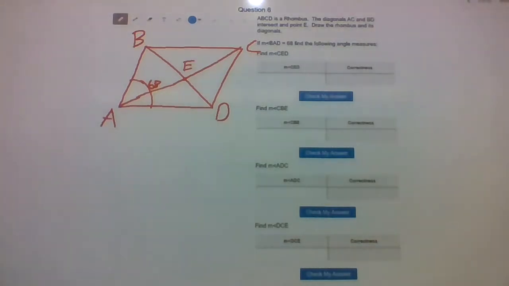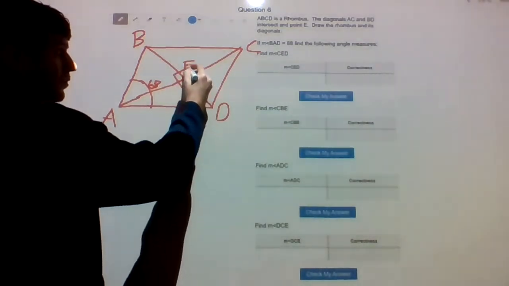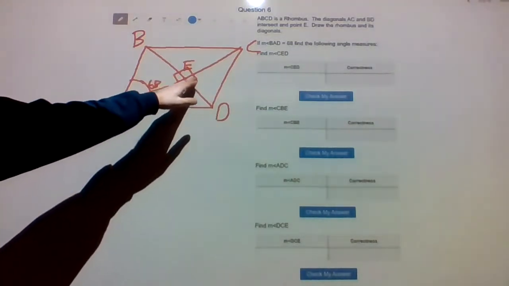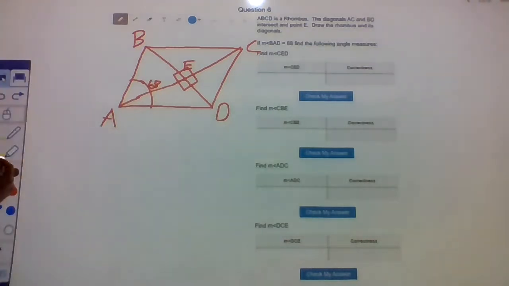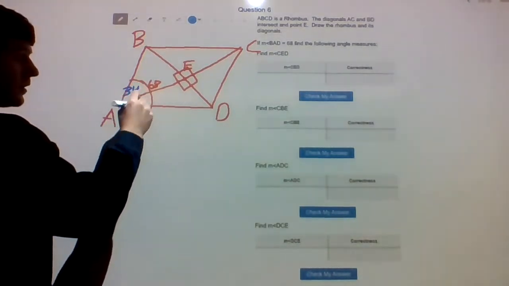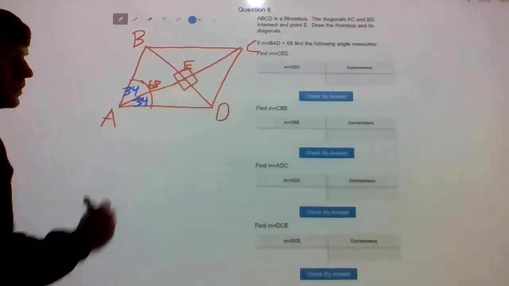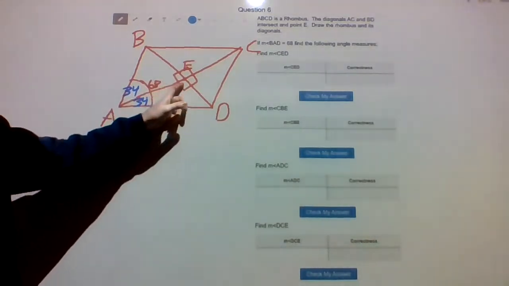Well, if we look back a slide at the rhombus, we know that the diagonals are perpendicular. So we can put in our right angles in the middle here. We have 4 right angles in the middle, 90, 90, 90, 90. We also know the diagonals bisect the opposite angles. So they split them in half. Half of 68 here is going to be 34, and this one down here will also be 34. Those 2 smaller angles, BAE and DAE, are 34.